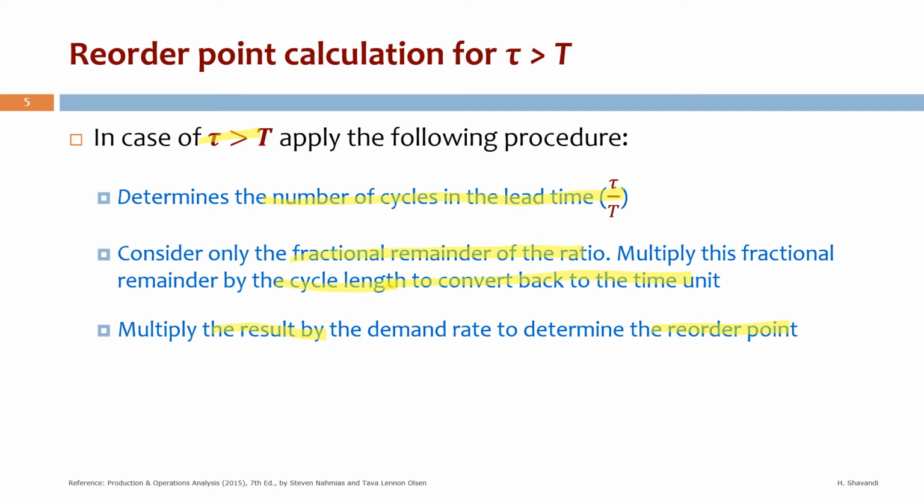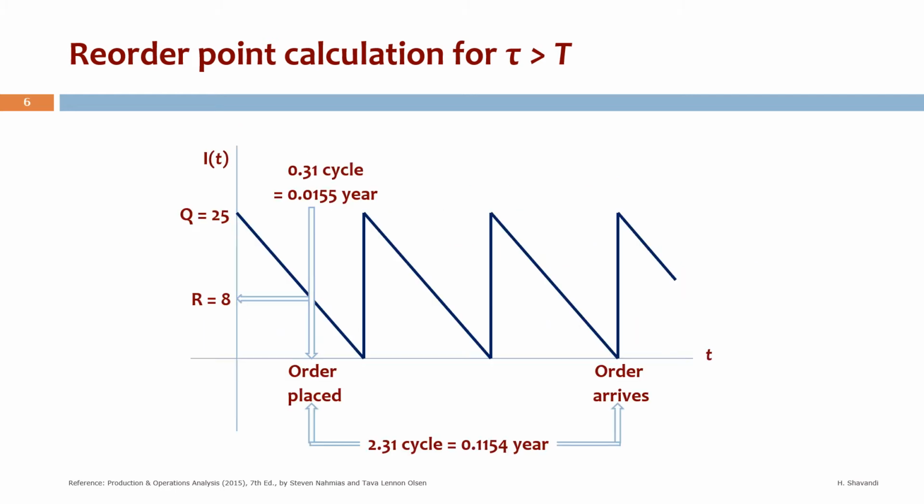Okay, so now let's see why in our example 2.31 is equivalent to 0.31. So here, let's say we need our order to be delivered at this point in our inventory. So we need to place the order 2.31 cycles in advance. So this will be 1 cycle, 2 cycles, and 0.31 cycle. So if we place our order at this time, we will have it right here, right after 2.31 cycles.